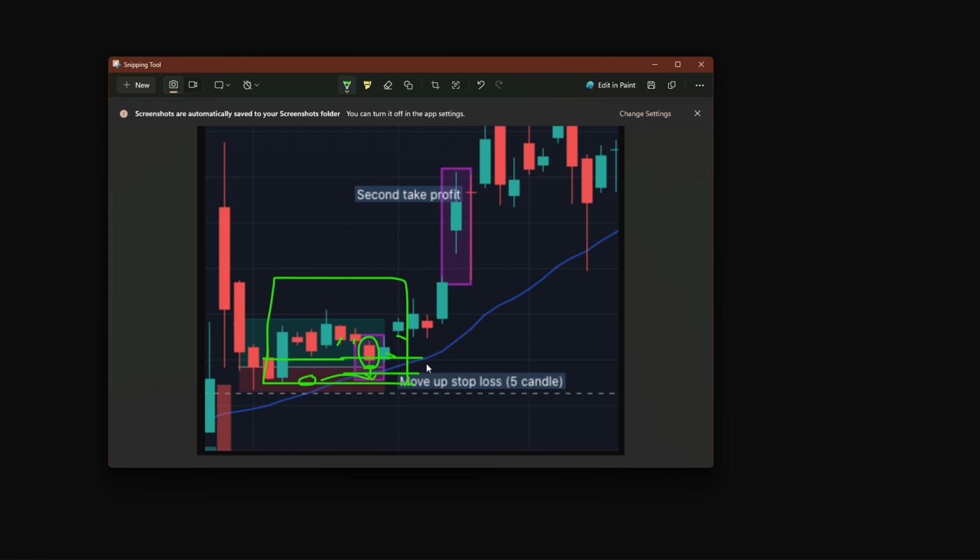All right, every time I get a higher validated low, I move the entire stop loss up. I don't care if it's below my break even. I don't care if it's right at my break even. The fact is I don't want the price to ever go down below that level.